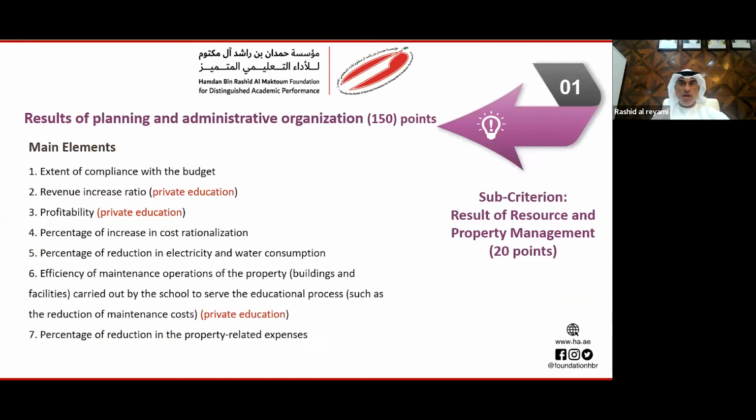The result of the resource and property management: extent of complying with the budget, revenue increase ratio, profitability, percentage of increase in cost rationalizing, percentage of reduction in electricity and water consumption, effectiveness of maintenance operation of the property, building and facility carried out by the school to serve educational progress, such as the reduction of maintenance cost, and percentage of reduction in property related expenses.